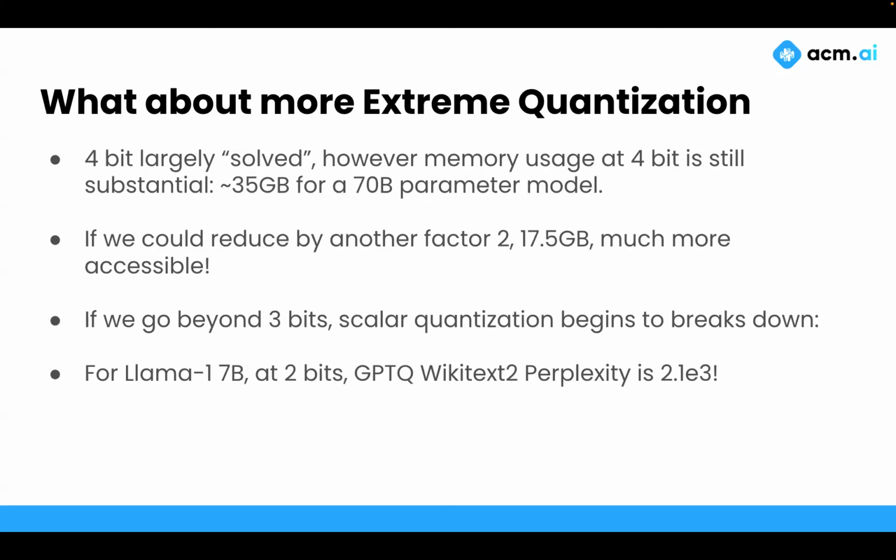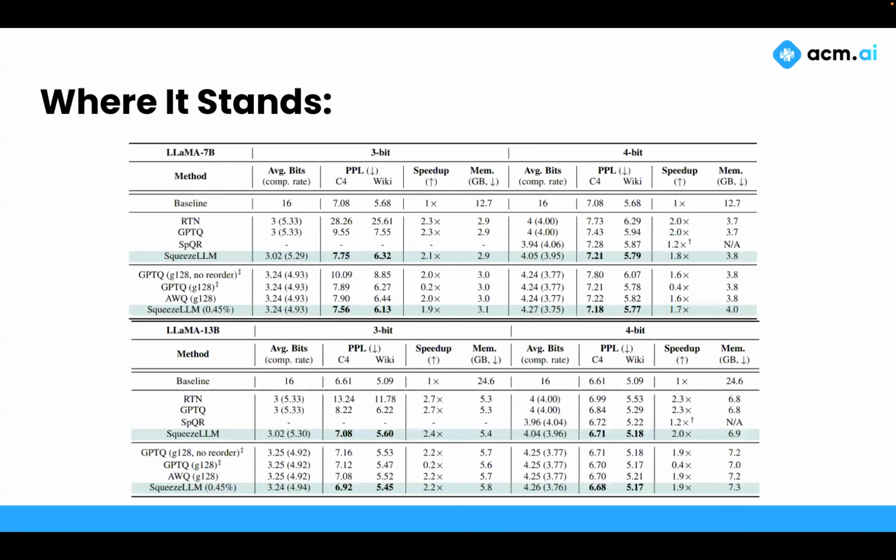For example, for Llama 1 7B at 2 bits, the perplexity on Wikitext-2, which is basically a measure of how confused the model is, is 2.1 times 10 to the 3, around 2,100. Compared with 3 bits, for the 7B, it's only around 9. So this is enormous. It just starts blowing up below 3 bits.